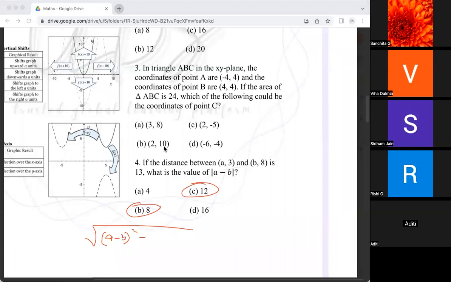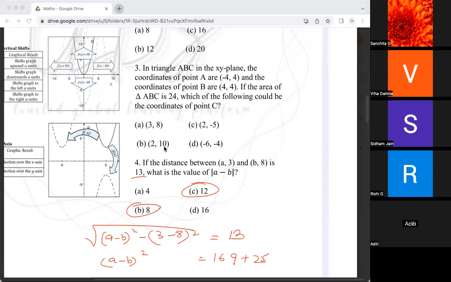Yeah. And it's going to be 8 minus 3, 3 minus 8 whole square is equal to 13. Okay. So I can just put it over here 169, correct? And I'll be getting a minus b whole square. This is minus 5 whole square is what? 25, right? So 25, I'll put it over there. Correct? I'll add 25 both sides.